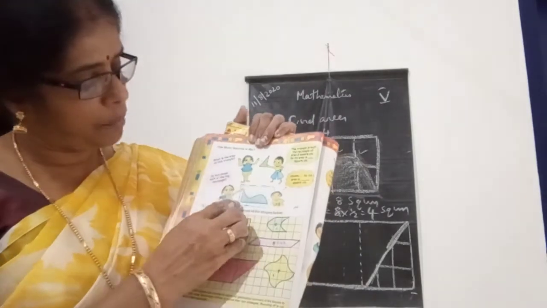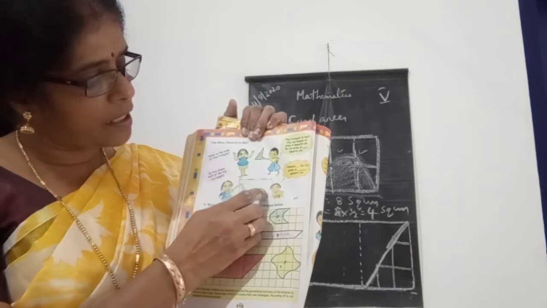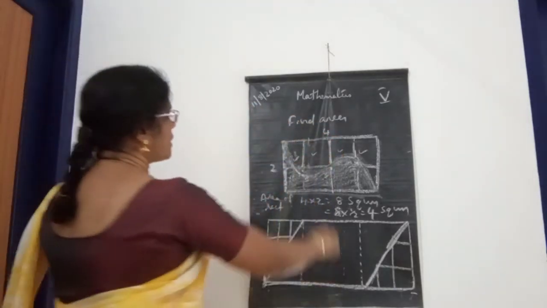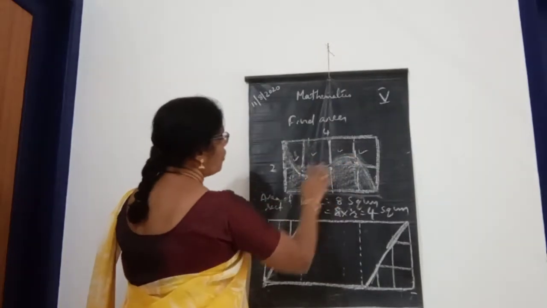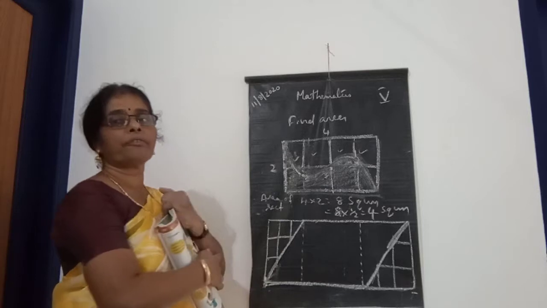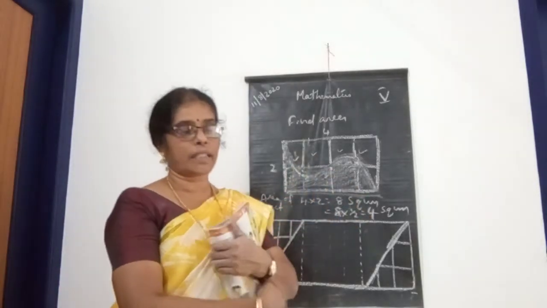Half of the rectangle means how many squares here? 1, 2, 3, 4, 5, 6, 7, 8 squares. In this rectangle, 8 squares, isn't it? 1, 2, 3, 4, 5, 6, 7, 8 squares in this figure. So half of that rectangle means half of 8. That is 4 square centimeter.